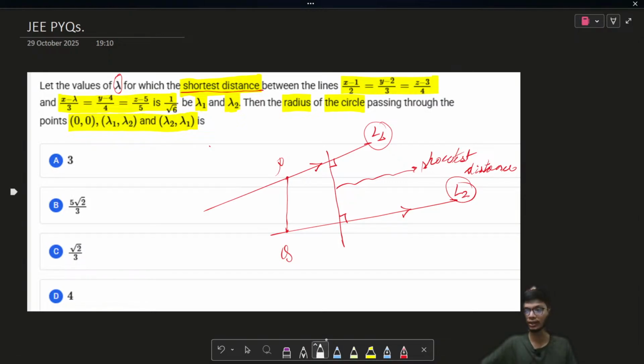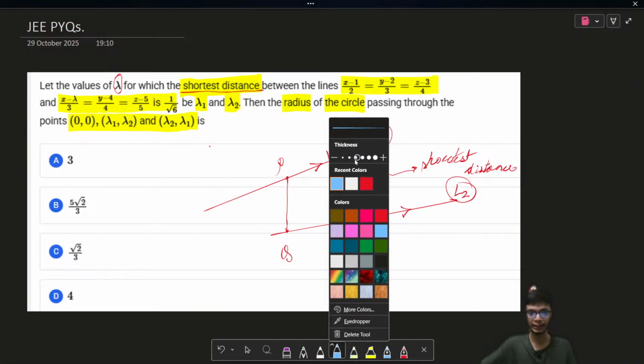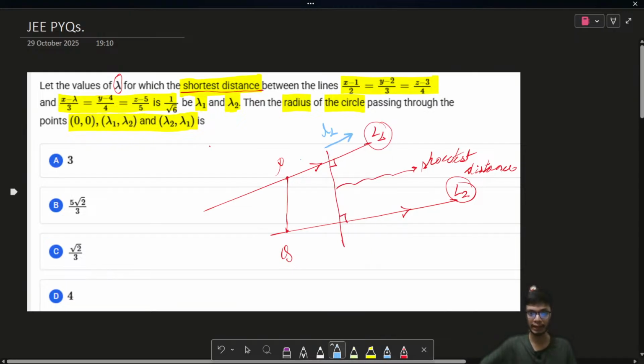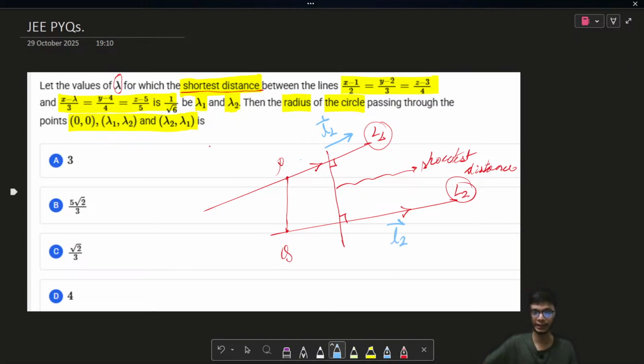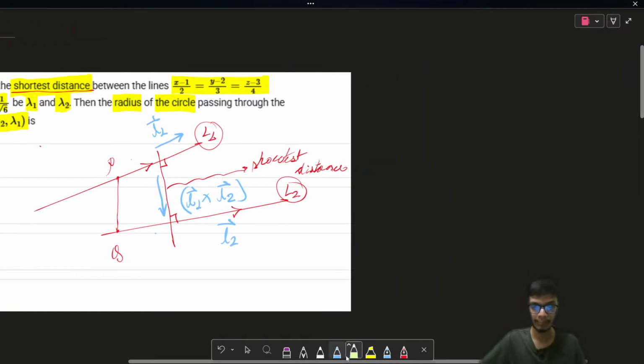Now let's see how we can find that. For that, let me denote the vector along line 1 as L1 vector and the vector along line 2 as L2 vector. The common normal will occur along a particular direction, which will be given by L1 vector cross L2 vector. So if I perform this operation, L1 vector cross L2 vector, what will I get?